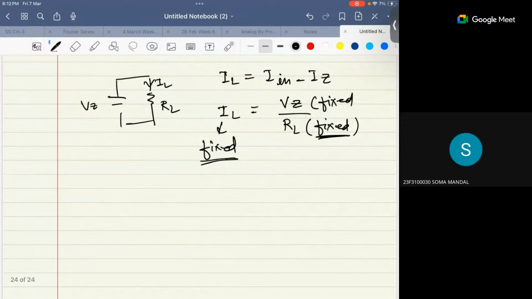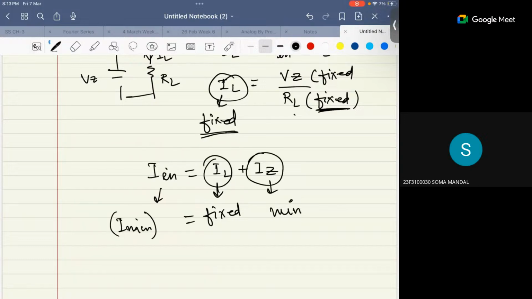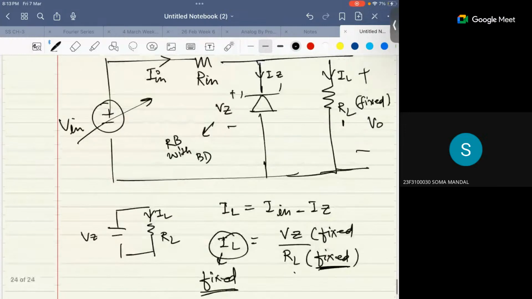Okay. So now what did we get? I input is equal to IL plus IZ. This IL is coming out to be a fixed value, right? Because RL, we have said that the load resistance is fixed. If this is fixed and this is minimum, what will be the value of I input? IZ will always be minimum, right? If IZ is minimum, this I input will be minimum. If IZ is maximum, then your I input also will be maximum. Correct?